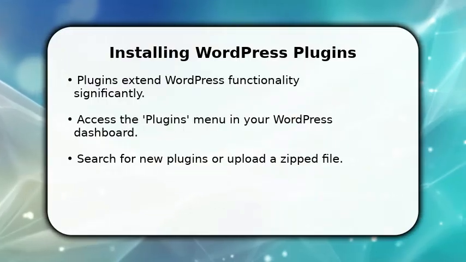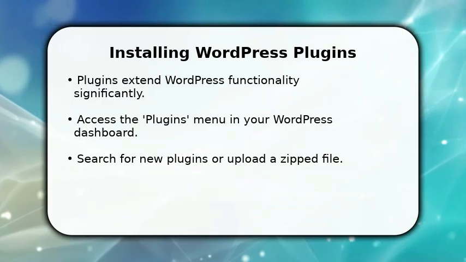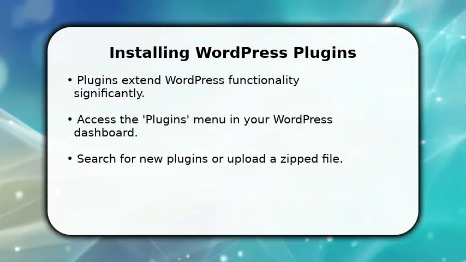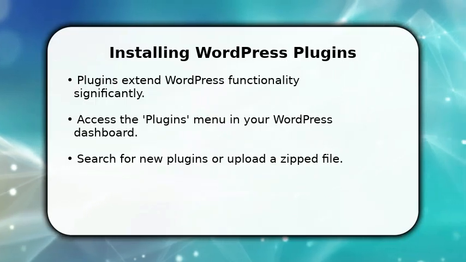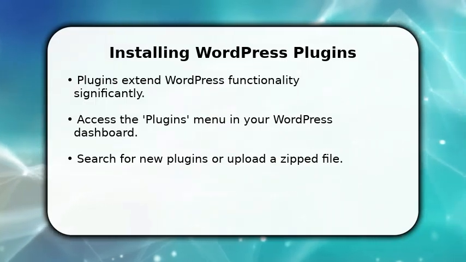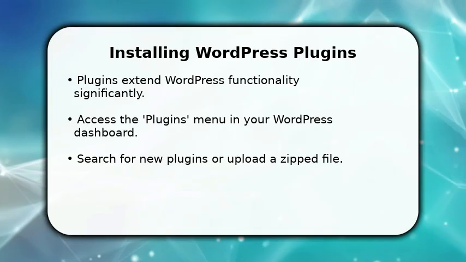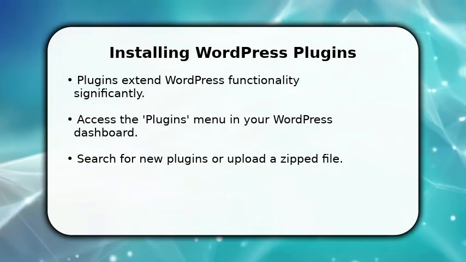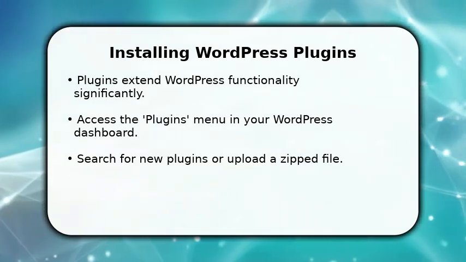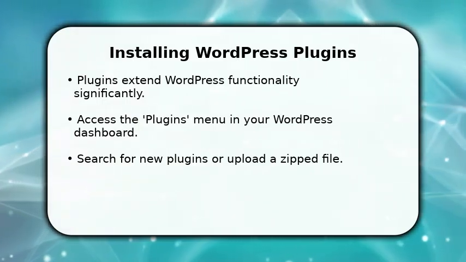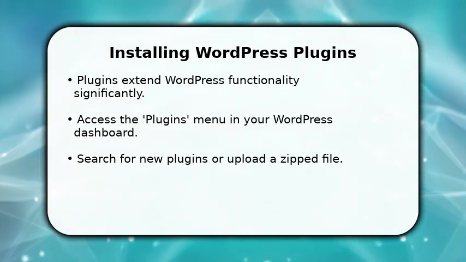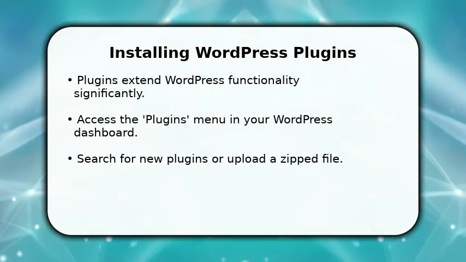In this video, I will explain how to use WordPress plugins. First, navigate to the Plugins section in your WordPress dashboard. You can easily search for new plugins directly from the directory or upload a plugin file you've downloaded. Once you find the desired plugin, simply click Install Now. This process usually takes just a few moments, adding powerful new features to your site with minimal effort.